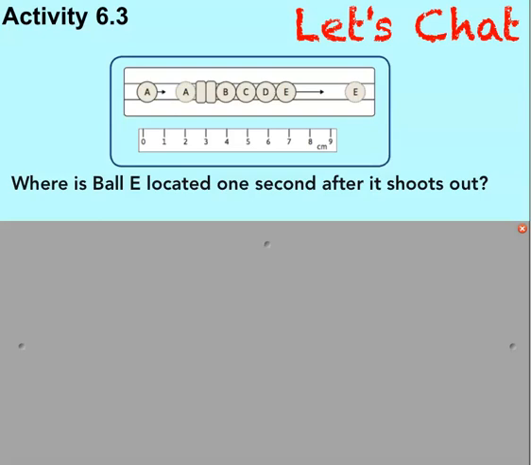It just wants you to think about that. Where's ball E? So if it takes a second to get here, well, ball E is going to be here after 1 second. But a second later, how far is ball E? So in this table, or in this picture, we have it looking right here. Are you going to say, okay, well, that's 10, well, it's going to be at 11? But didn't it shoot out really fast? Is it really going to be there?